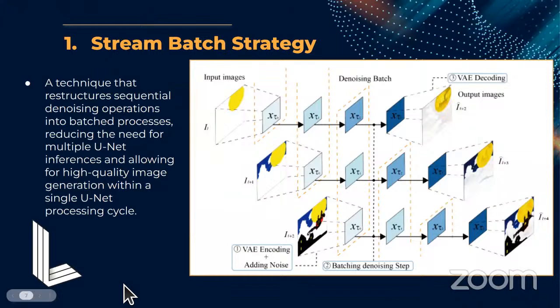So the first one, we have the stream batch strategy. And what does the stream batch strategy do? With normal Stable Diffusion models, you have to give it an input, all right, one at a time. So it finishes with this input, generates the image, then it comes to the other one, then it finishes and generates an image. Then the people who came up with StreamDiffusion were like, no, that shouldn't be the case.